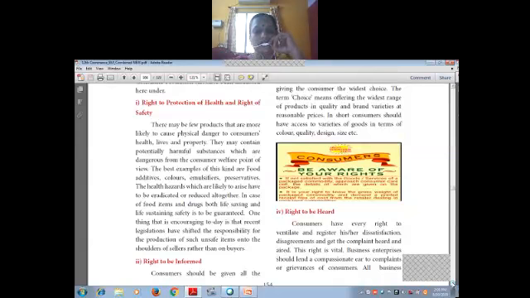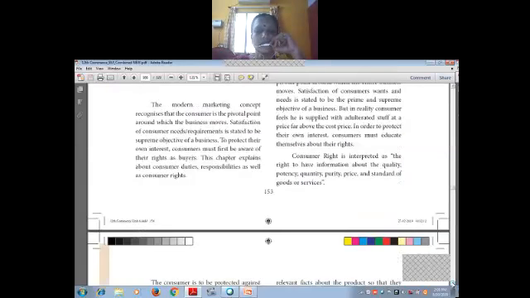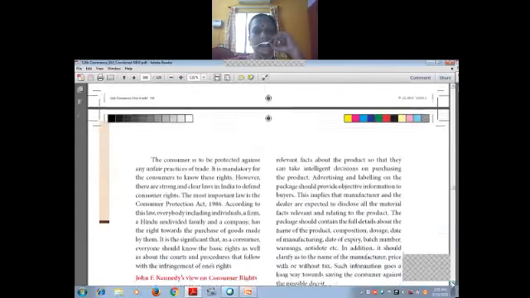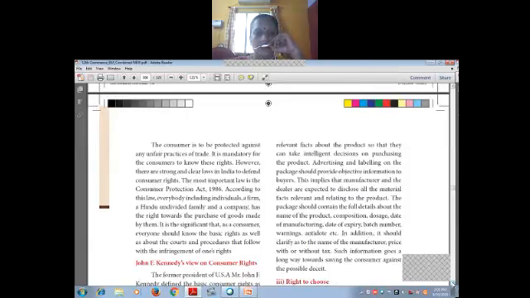The consumer should be given all the relevant facts about the product so that they can take intelligent decisions on purchasing the product. Advertising and labeling on the package should provide objective information to buyers. So everything they have given on the outside of the product, we should see properly. This implies that the manufacturer and the dealer are expected to disclose all the material facts relating to the product, whether they have mentioned the manufacturing date or expiry date. That we have to see, and then only we should buy the product.